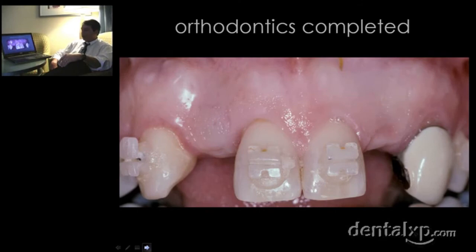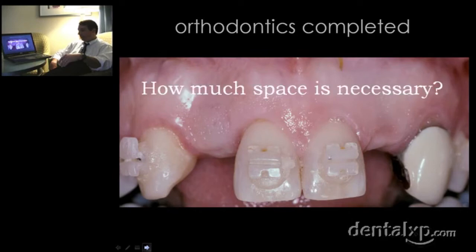Orthodontics is now complete, and we're going to go through the next phase of care, which will be implant therapy. Implants were placed, and we do have enough space necessary for dental implants. Ideally, I like to see about 1.5 millimeters of space between the implant and the adjacent teeth.